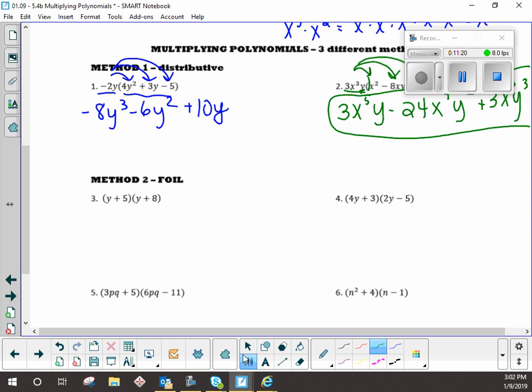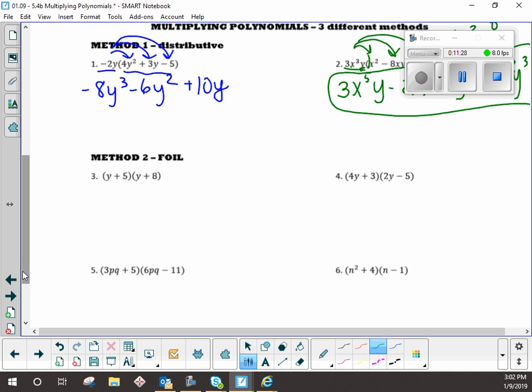But remember, here's what the letters stand for. It stands for first, outside, inside, last. The first means the first term inside each parenthesis. So the y's. Okay, that's the first. This y is the first one here, and this y is the first one in the second group. So what do you get when you multiply those? Y squared. Done. The O stands for the outside terms. Okay. Y is on the outside left, and 8 is on the outside right. And so what is y times 8? 8y.